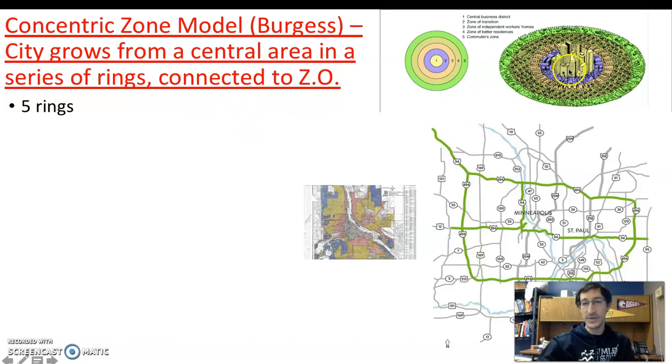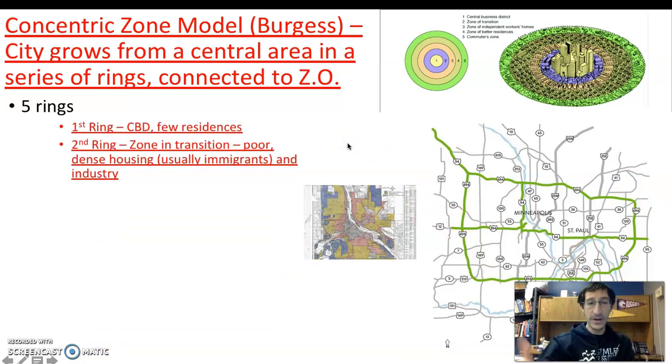You have your central business district, then right around there your zone in transition in this little purple area. Then independent workers' homes, better residences, and then commuter zones. We're thinking of really far outlying suburbs. Think within the Twin Cities, the 494, 694 loop would be that commuter zone, and then further suburbs further out from there.